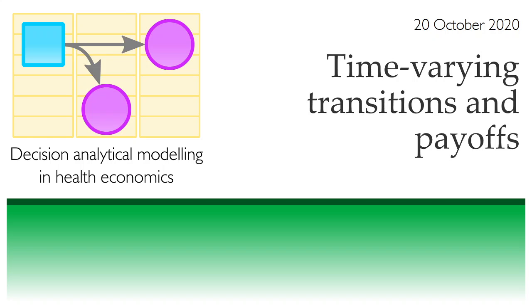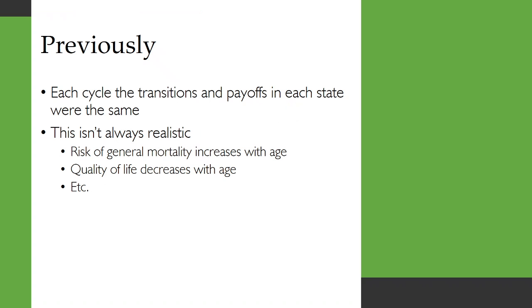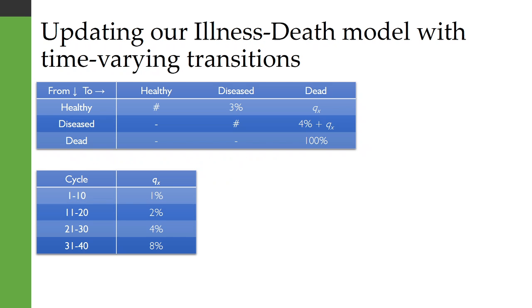We're going to talk about time-varying transitions and payoffs in Markov cohort simulation. Previously, in each cycle, the transition probabilities and payoffs in each of the health states were the same. This isn't always realistic. For example, the risk of general mortality increases with age, and generally quality of life will decrease with age as well.